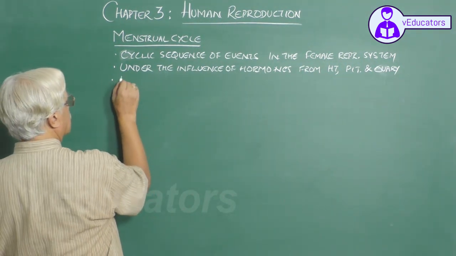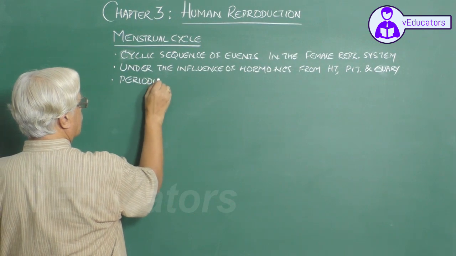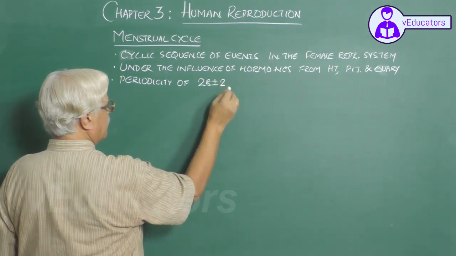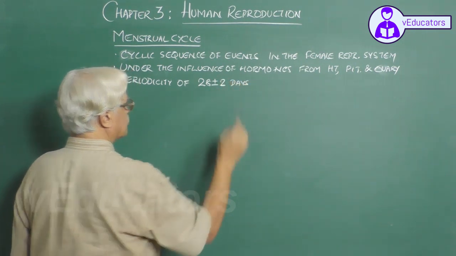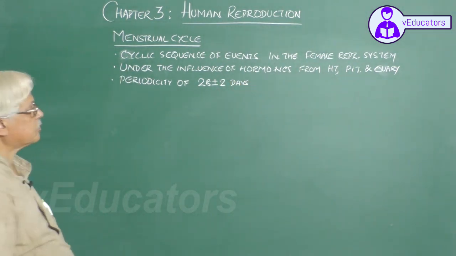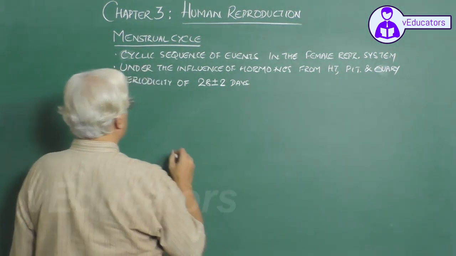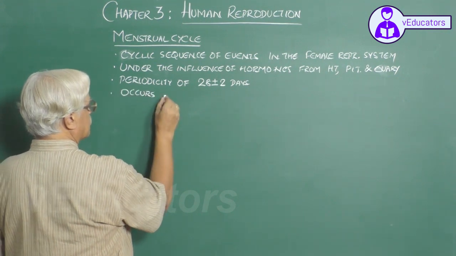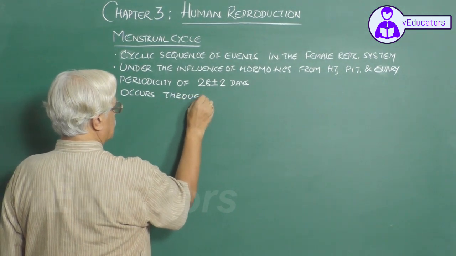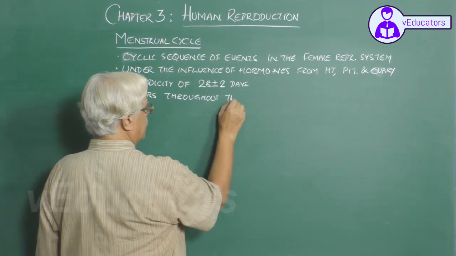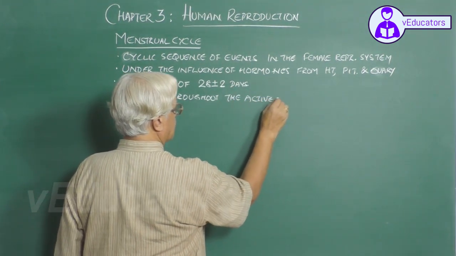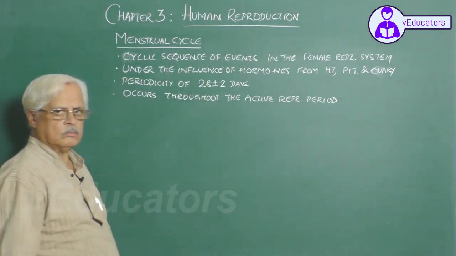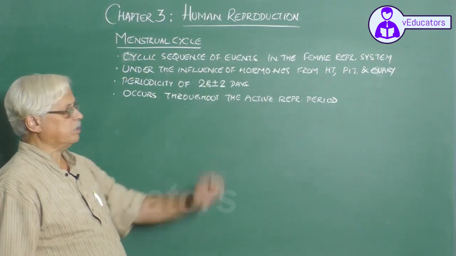The cycle has a periodicity of roughly 1 month, 28 plus or minus 2 days. An important feature of this cycle is that it occurs throughout the active reproductive period. Active reproductive period, that is from the onset of puberty.